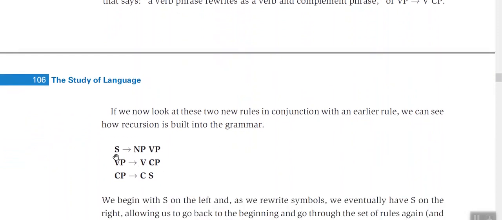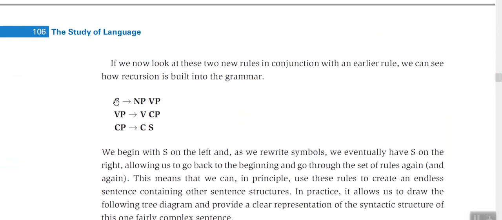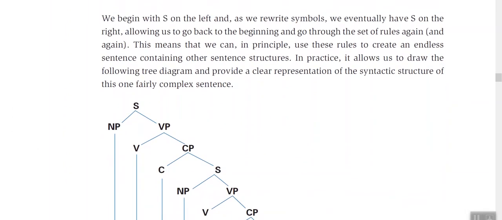In this way we have sentence, noun phrase, verb phrase. Noun phrase, verb phrase. In the verb phrase we have what? We have verb and CP. And in CP what? We have complementizer and sentence. This is simple. I hope it's clear here.